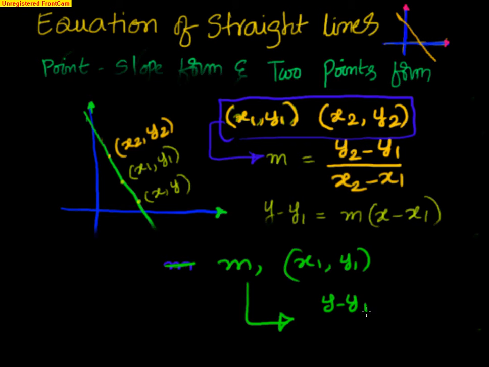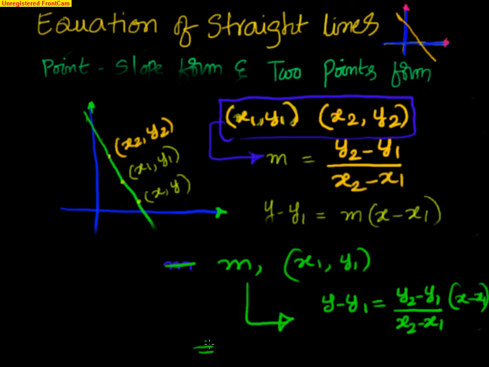y minus y1 is equal to y2 minus y1 by x2 minus x1. This is nothing but equal to m into x minus x1. You can write here y2 minus y1 by x2 minus x1. If you are comfortable, you can directly write y minus y1 equal to m into x minus x1.